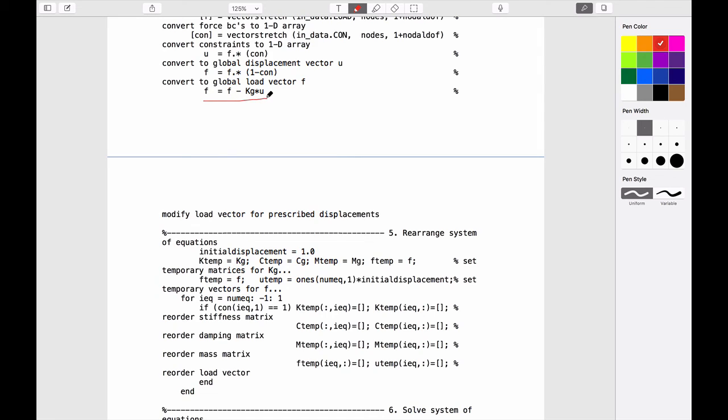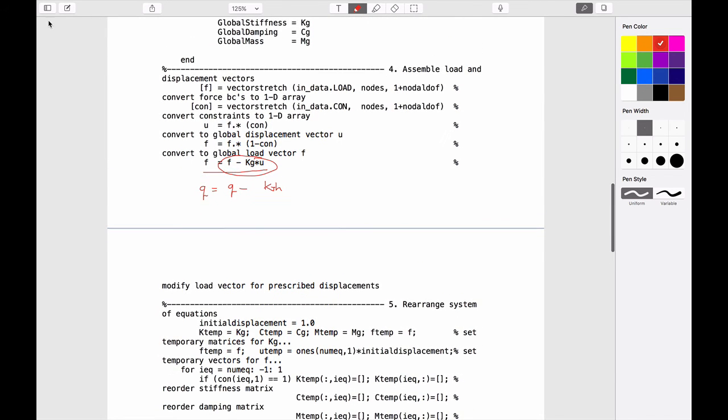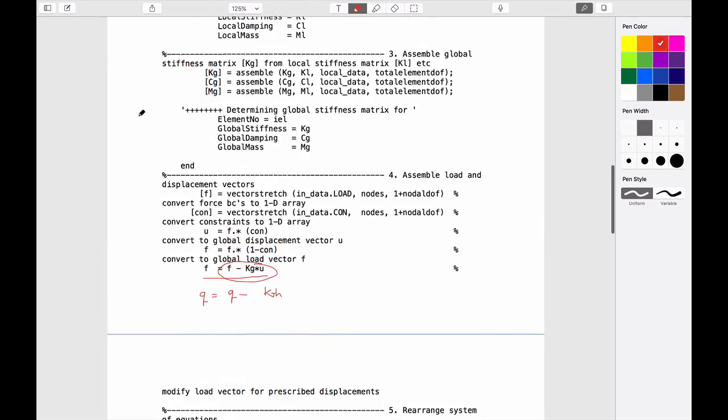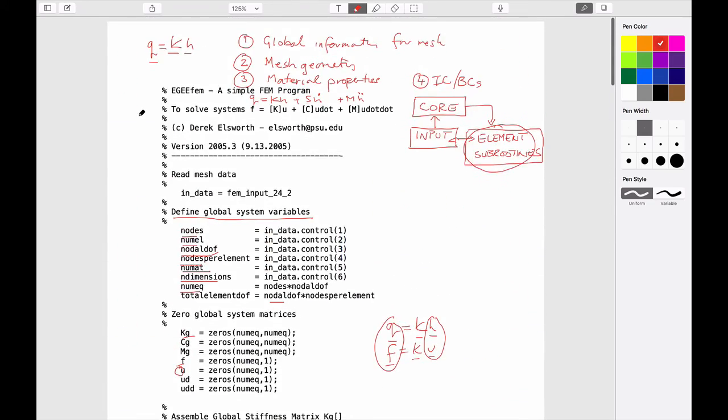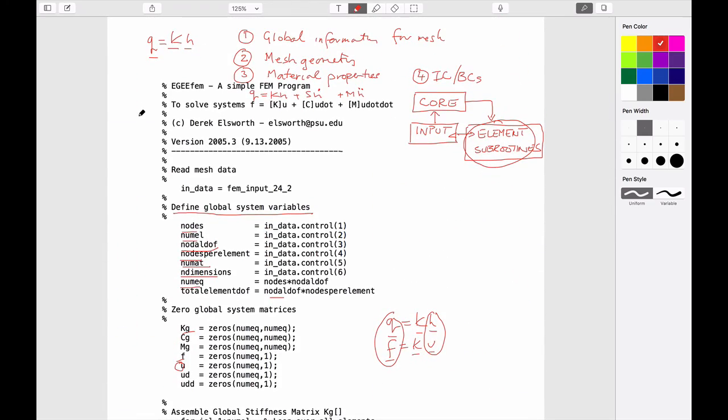Actually, you'll recognize this. Remember when we talked about solving the system of equations before? We had Q is equal to Q minus basically K times H. That's basically this. And so we don't need to deal with that now, but you'll recognize some of the features. All right. So we've made the point that we have these three components, running out of time. We have the core, we have some input information, and we have element subroutines.